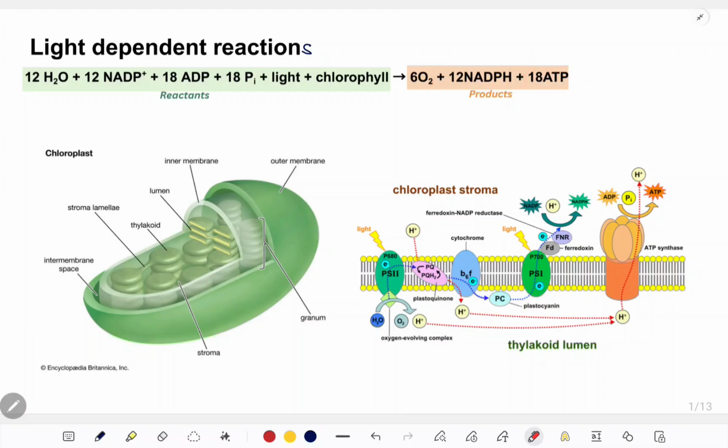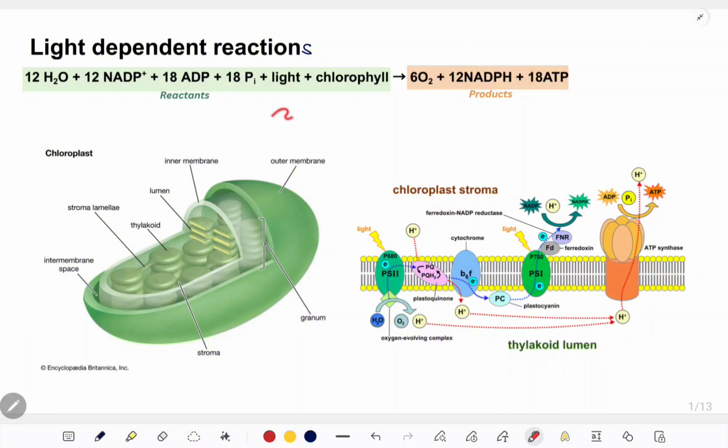However, for this video, we will focus on the light-dependent reactions, where sunlight splits water, releases oxygen, and generates energy carriers, which are ATP and NADPH. These reactions occur in the thylakoid membrane.